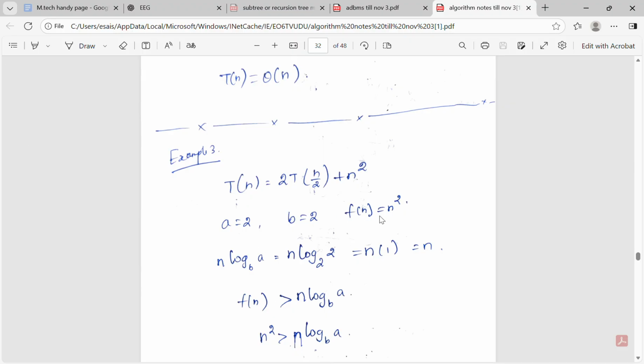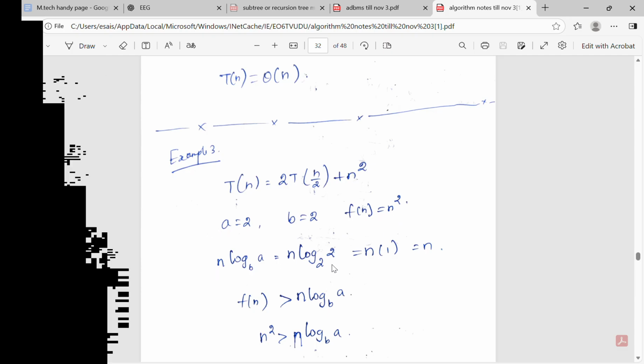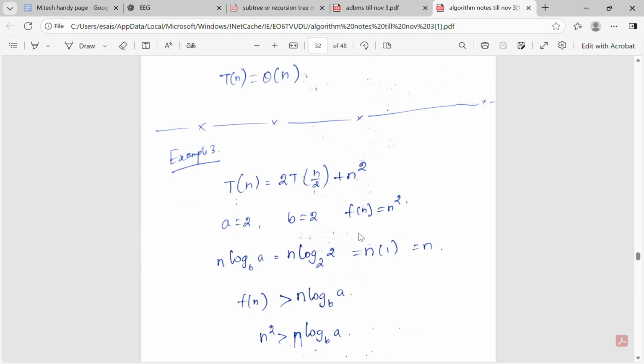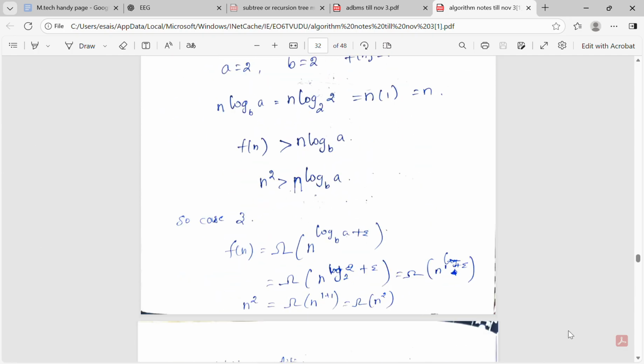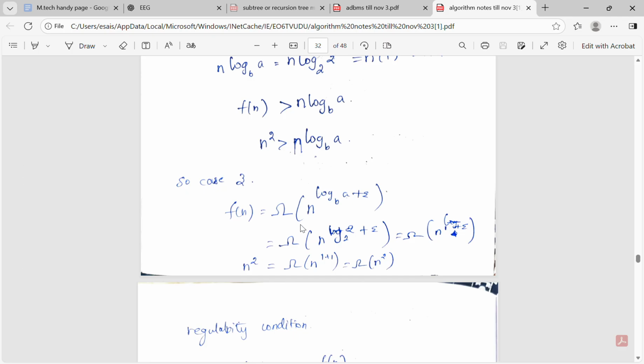So our f of n is n square. A and b, n power log b a is equal to n power 1. The power I have written is wrong. N power log b a. So f of n is greater than n power log b a, which we are writing in terms of sigma. So we need to find f of n as sigma of n power log b a plus epsilon.